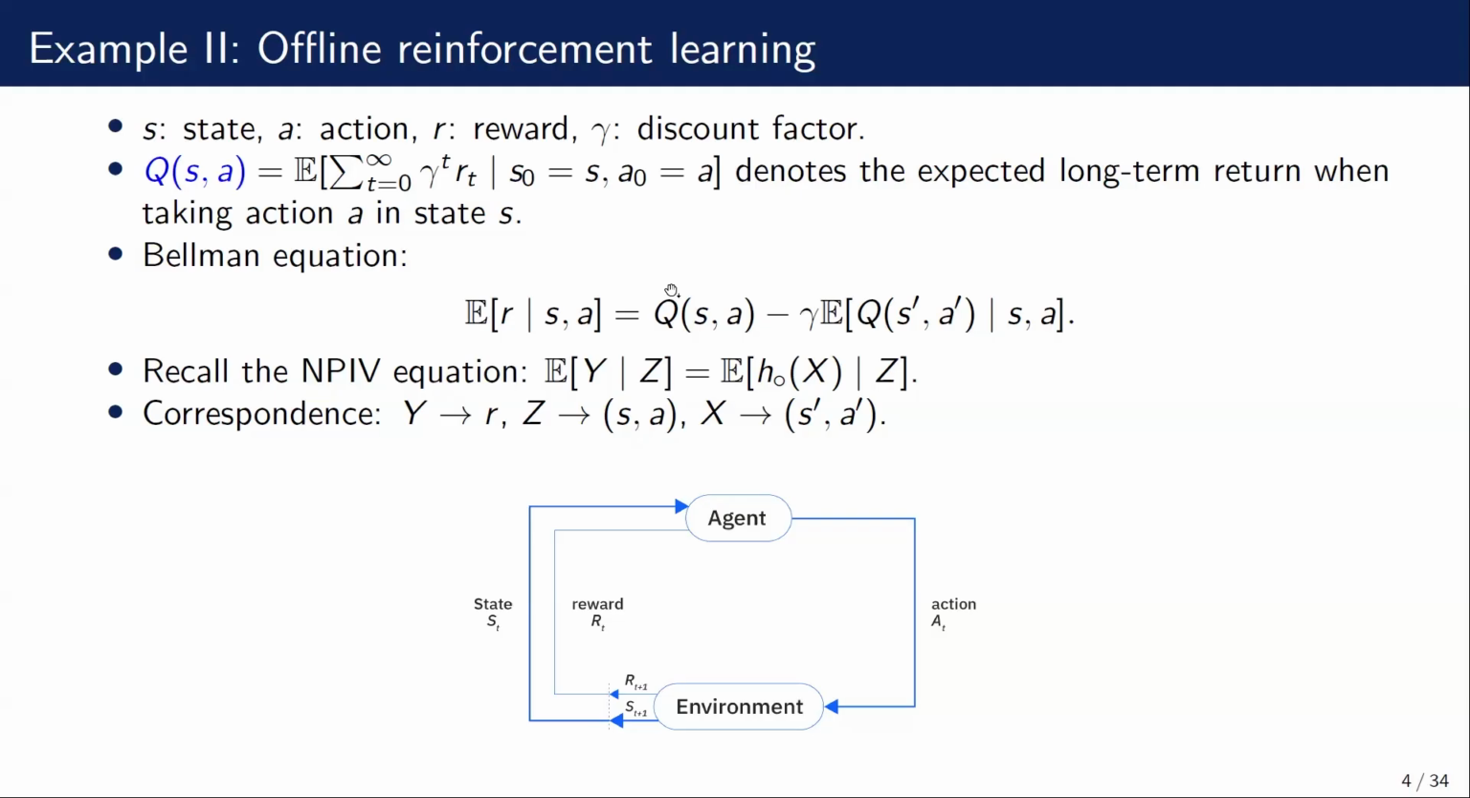We would like to point out a resemblance between this Bellman equation and the NPIV equation in the last slide, where we make the correspondence of Y is R, Z is SA, and X is S prime A prime. So what we did today for NPIV also applies in the setting of offline reinforcement learning. We want to learn a Q function.